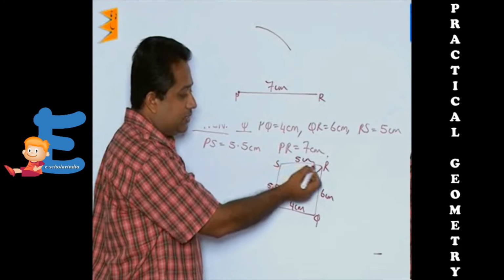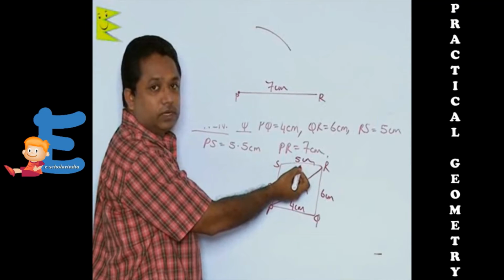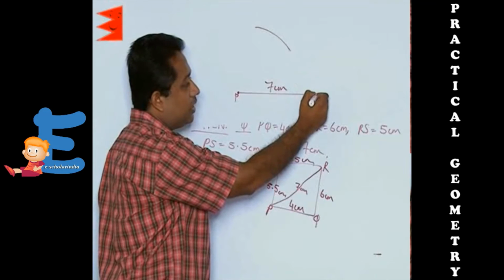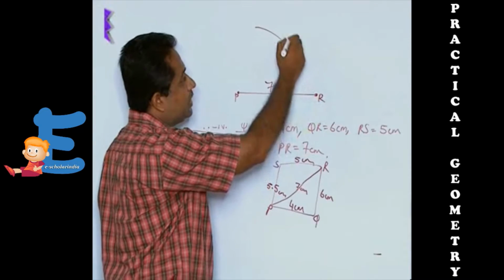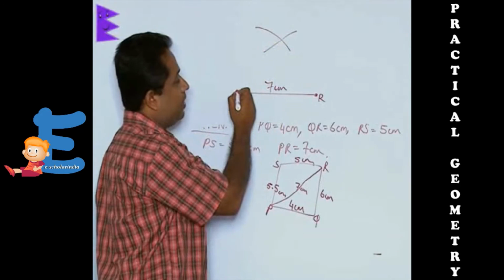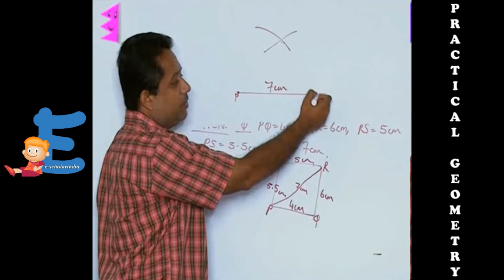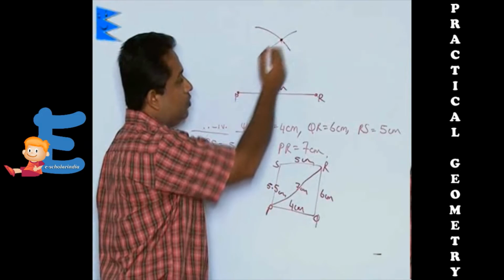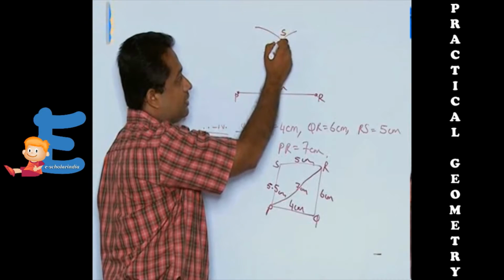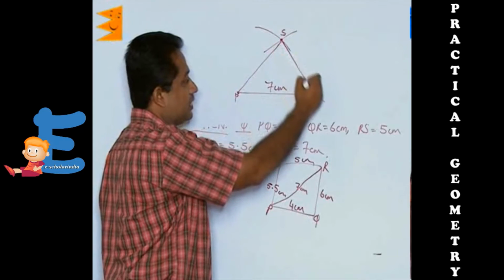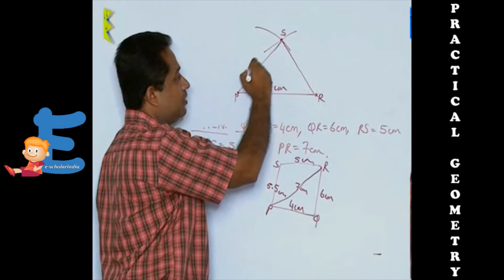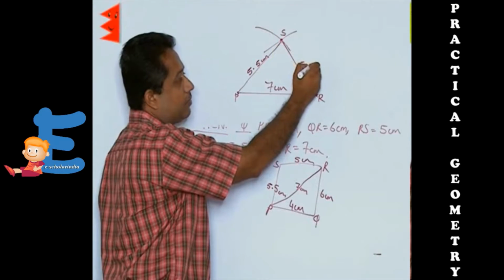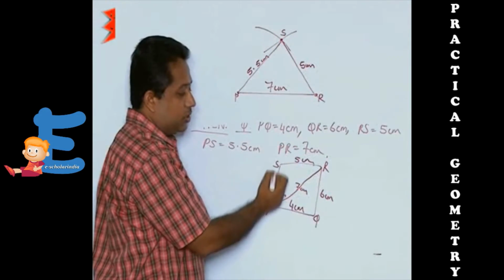From R to S, the dimension given is 5 centimeter. So again, with the help of a compass, keeping the compass on the point R, you are going to cut the arc here. So 5.5 from here and 5 centimeter from here, the point of intersection of these two arcs will be the point S. So now we can join PS and SR. PS is 5.5 centimeter and SR is 5 centimeter. So we are done with this portion.